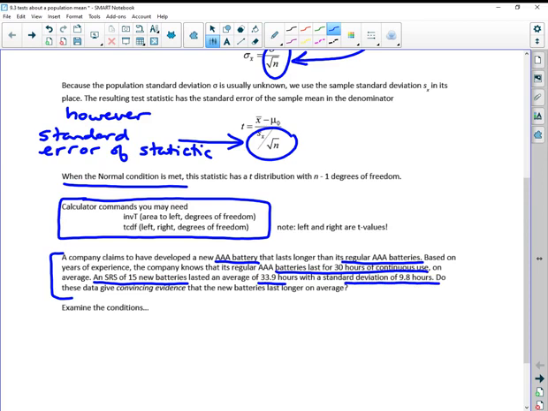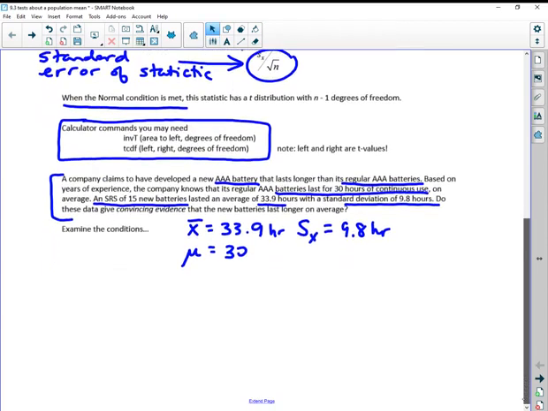So first thing I'm going to do is just look at what they gave me for information in the problem, and they gave me statistics of 33.9. Oh, let me write hours on there. Gotta be good about my units. And 9.8 hours for the standard deviation. So that helps me decide what I'm going to think of as being my mu, my population value that I'm testing against for my hypothesis. If I meet the conditions for inference, then I would do that.